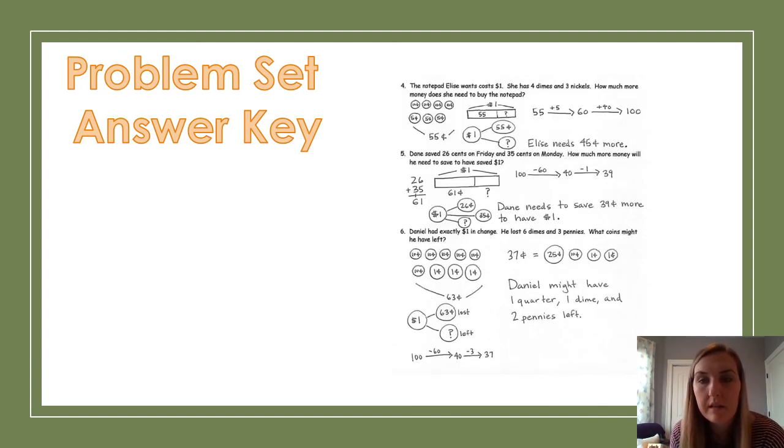Problem 4, Elise needs 45 cents more. Problem 5, Dane needs to save 39 cents more to have $1. Problem 6, Daniel might have 1 quarter, 1 dime, and 2 pennies left. So he had 37 cents left. You could draw a picture of any coin combination that represents 37 cents. So another way you could have drawn it was 3 dimes, 7 pennies. Or you could have done 3 dimes, 1 nickel, and 2 pennies. There's definitely more than one way you could answer problem 6.